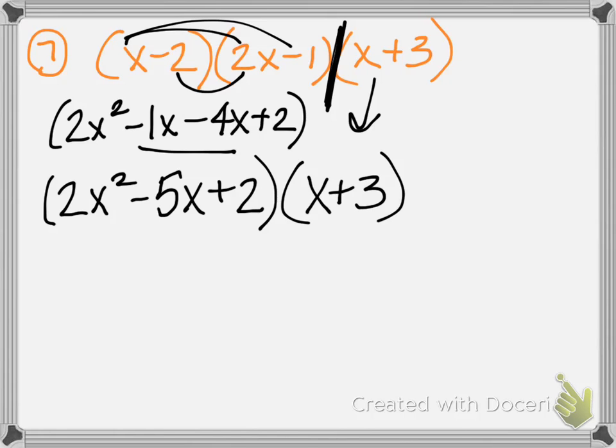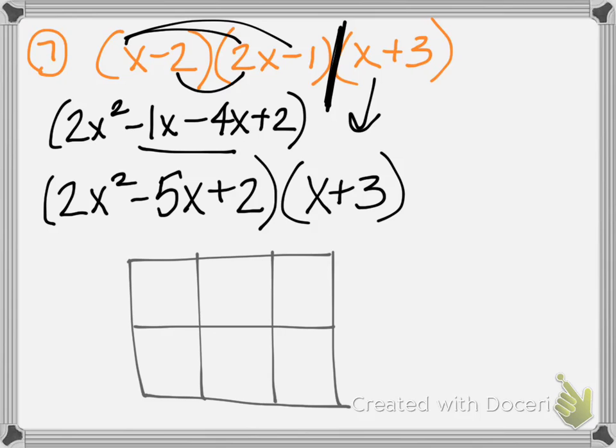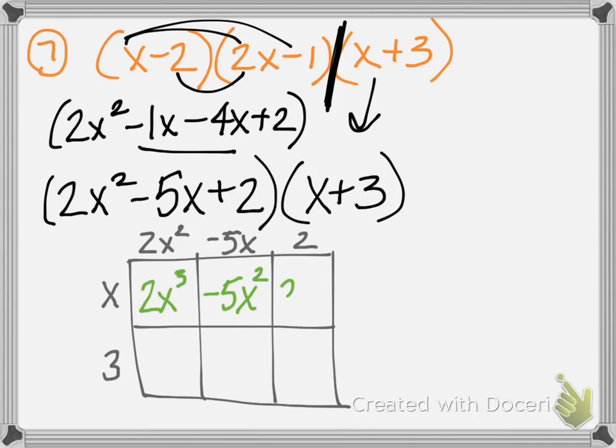And I'm going to draw my area model. I have to go back and erase again, but that's okay. So 3 terms by 2. So here's 2x squared, negative 5x and the 2, and the x and the 3 on the side. 2x squared times x is 2x to the third. x times negative 5x is negative 5x squared. 2 times x is 2x. 3 times 2x squared is 6x squared. 3 times negative 5x is negative 15x, and 3 times 2 is 6.